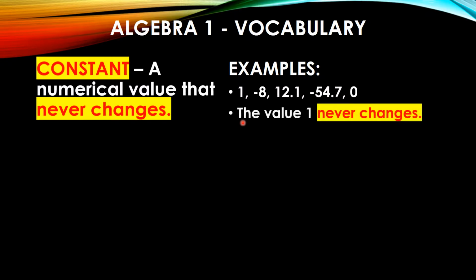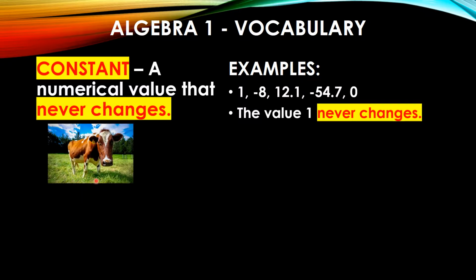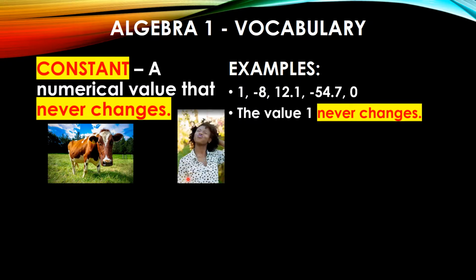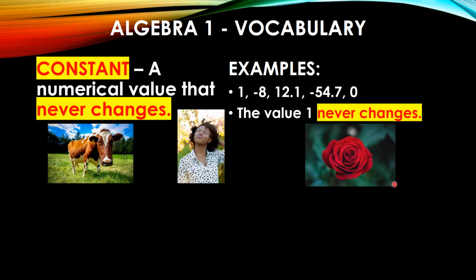So here's an example. The value 1 never changes. And you already have some concept of what 1 means. For example, if we look at this picture and I was to ask you, how many cows do you see in this picture? Well, you'd answer 1. In this picture, if I was to ask you, how many people do you see? You'd say, well, there's 1 person. On this picture, if I was to ask you, how many roses do you see? You'd say, well, I see 1 rose. And so even though the pictures are very different, that concept of 1 never changes.